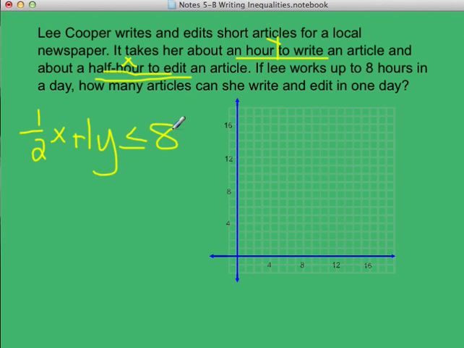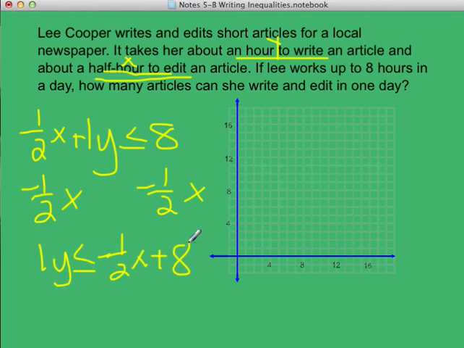So then what I want to do is subtract 1/2 x from both sides. So then I have 1y is less than or equal to a negative 1/2 x plus 8. So I'm crossing the y-axis at 8. And then I'm going down 1 over 2. And that's going to be a solid line, okay, because it's less than or equal to. Then from the line, we're going to shade down, okay, because we want to work less than 8 hours. This line right here represents what would happen if we were working exactly 8 hours, but we want to work less than 8 hours.